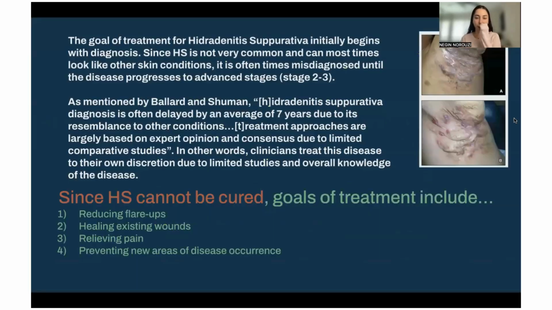Now, the treatments for hidradenitis suppurativa. The treatment for any sort of disease begins with diagnosis. Diagnosis seems to be one of the hardest parts about HS because the disease resembles other skin conditions and it's not something that is very well known. So it's often misdiagnosed until the disease progresses to advanced stages, which are stages 2 and 3. And HS is something that unfortunately cannot be cured. So the goals of treatment include reducing flare-ups, healing existing wounds, relieving pain, and preventing new areas of disease.